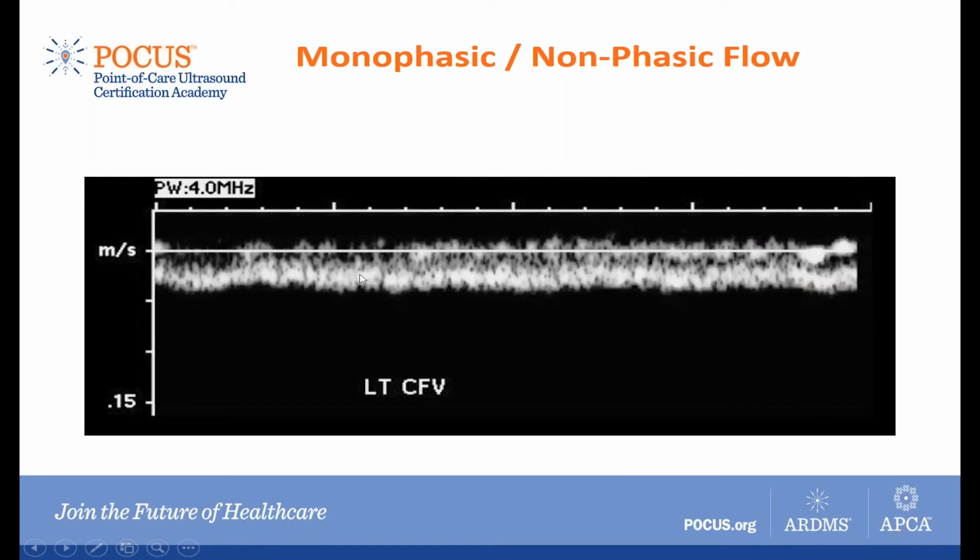If you see this, then definitely there's something wrong. And you'll be surprised. At times, I've heard some experts talking that the only thing that they saw positive in the patient was a monophasic waveform, or the non-phasic waveform. Everything else checked out normal. So perhaps the patient had some clot present in the iliac vessels or even in the IVC.